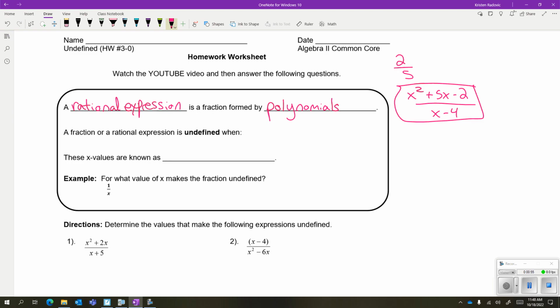Now, a fraction or a rational expression is undefined when the denominator is equal to 0. The reason for that is because we can't divide by 0, right? So any value that makes the denominator 0, we call it undefined. And we're going to say that these x values that make the denominator 0 are known as excluded values.